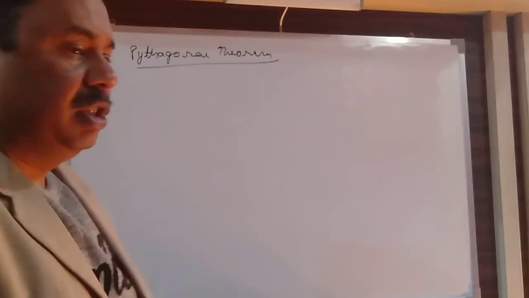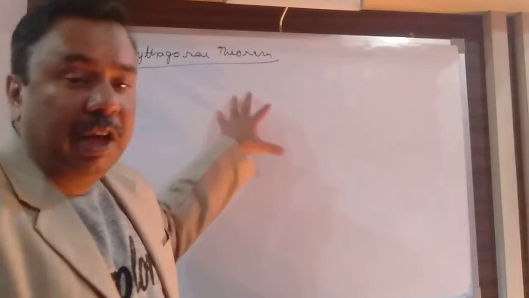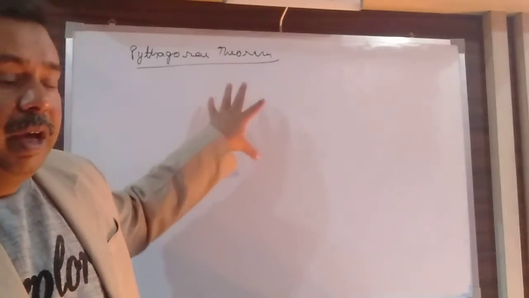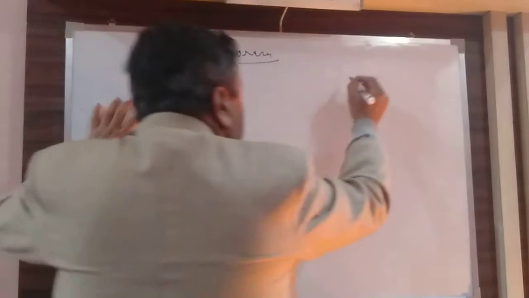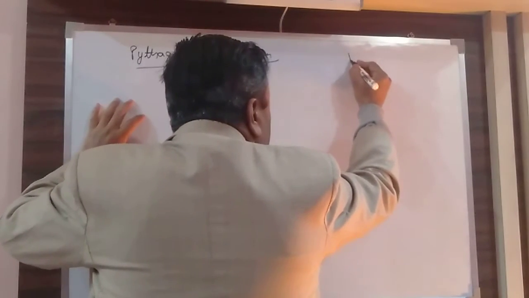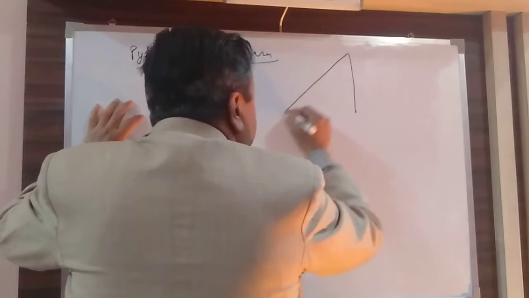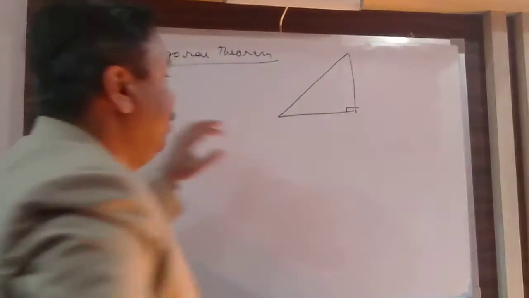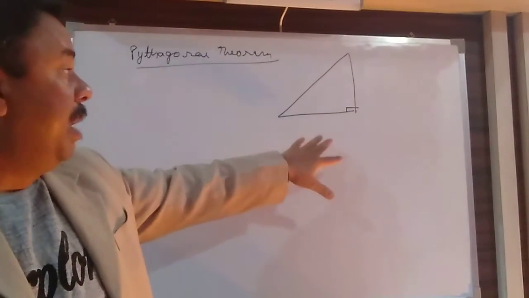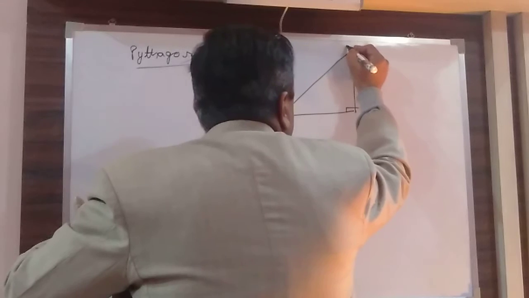Most of you must be having knowledge. Still, I would like to make a recall of this. Pythagoras theorem is meant for a right angled triangle. Okay, it is meant for a right angled triangle.